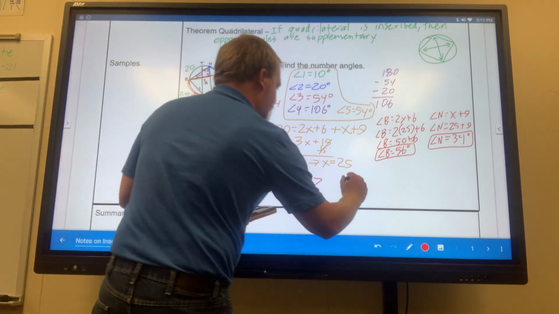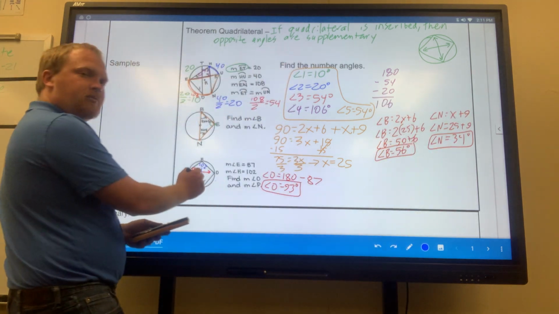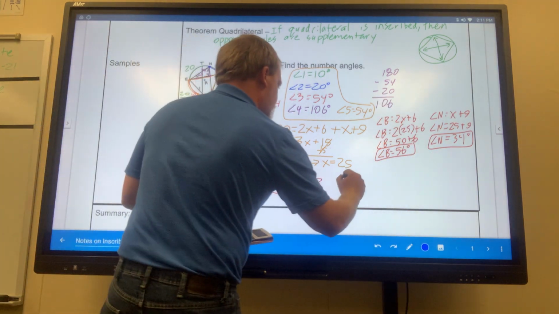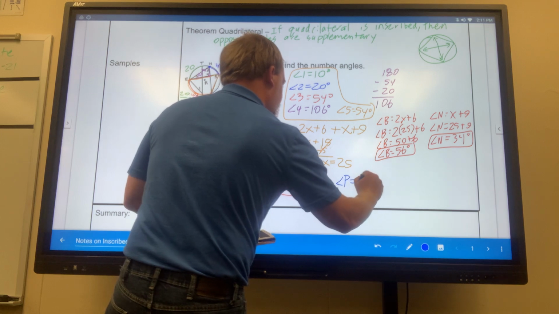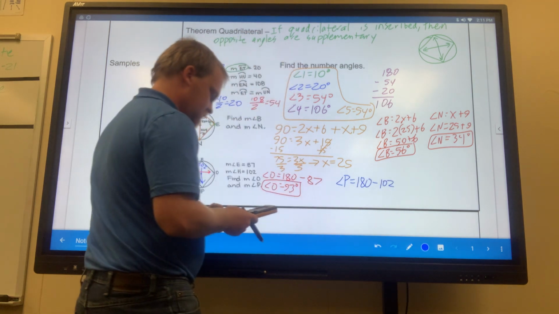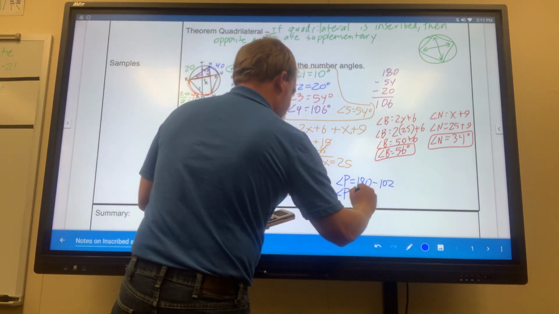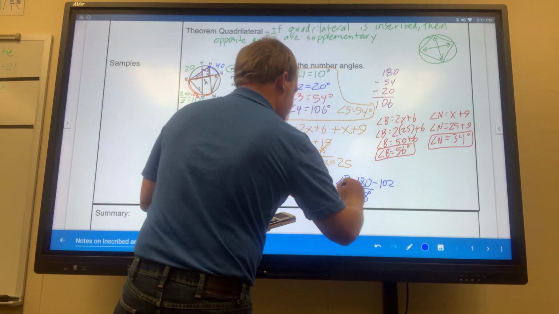Now to find angle P, and we'll put that in blue, since that's what this is. Angle P is 180 degrees minus 102. So angle P is 78 degrees.